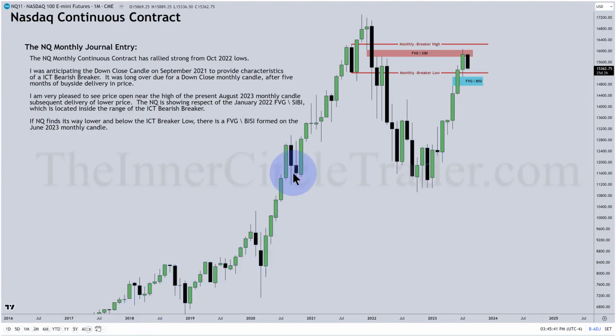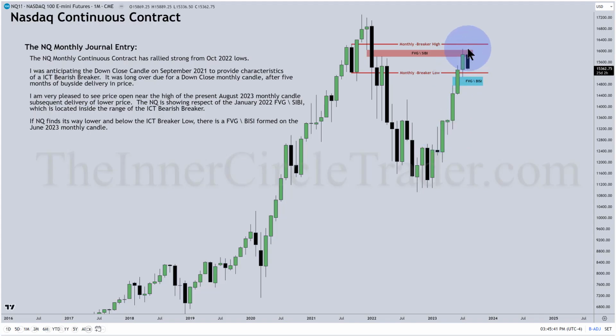You can include all this in here, but for the sake of brevity, and also just to review and also show you what might happen going in the future from the time of this recording, I'm only including what's salient right now. I was anticipating the down close candle on September of 2021 to provide characteristics of an ICT bearish breaker. That's this candle I'm referring to there. It was long overdue for a down close monthly candle after 5 months of buy-side delivery in price. That means all of this movement here.